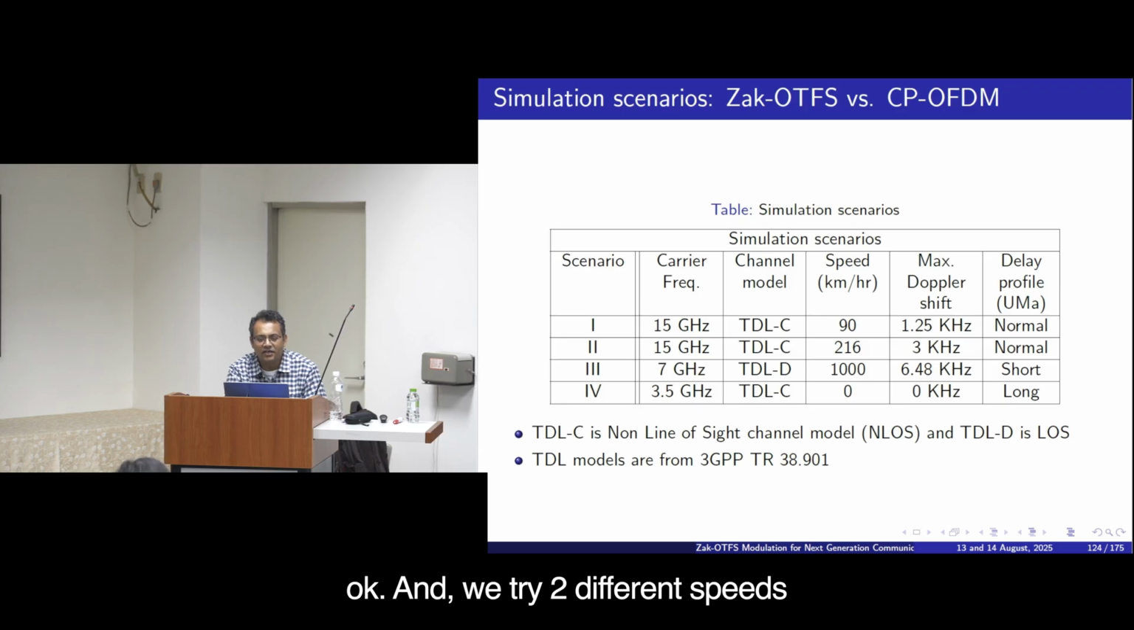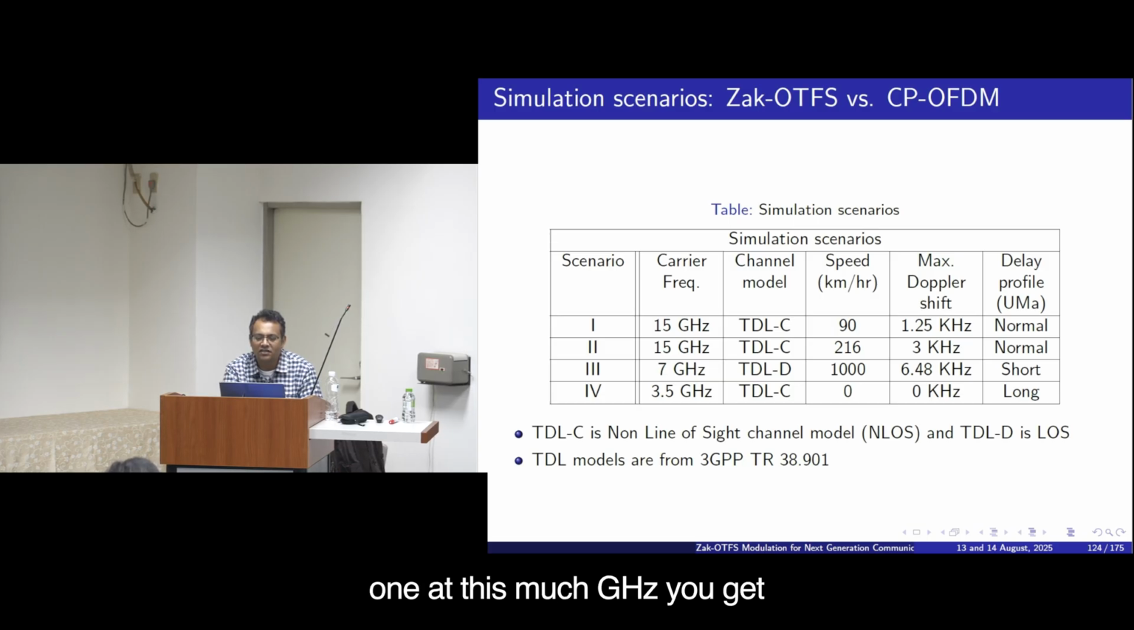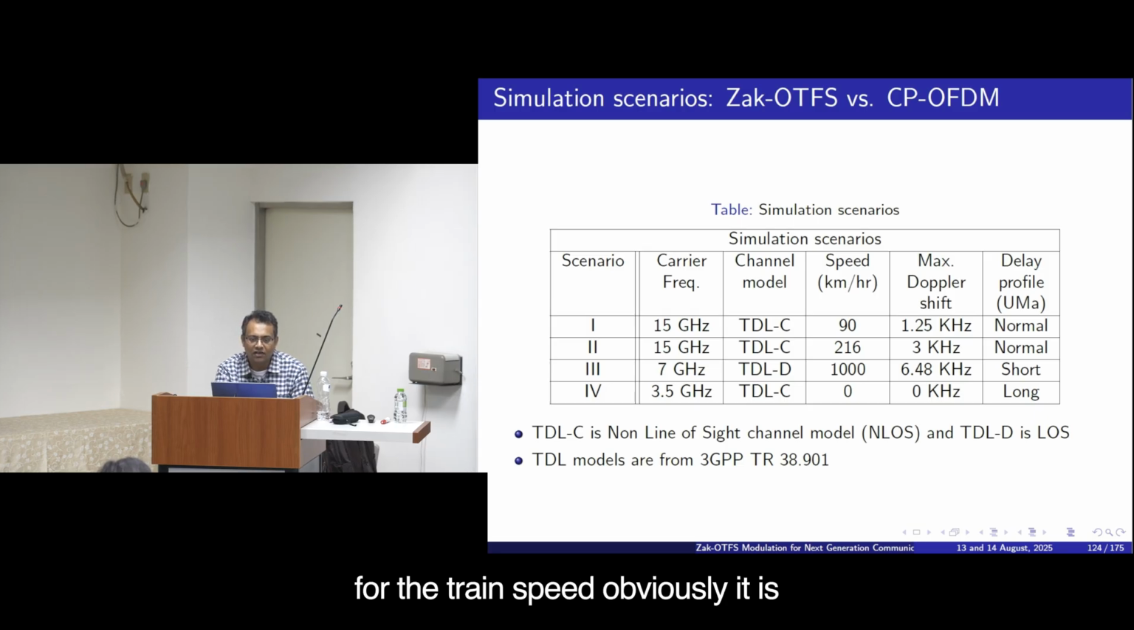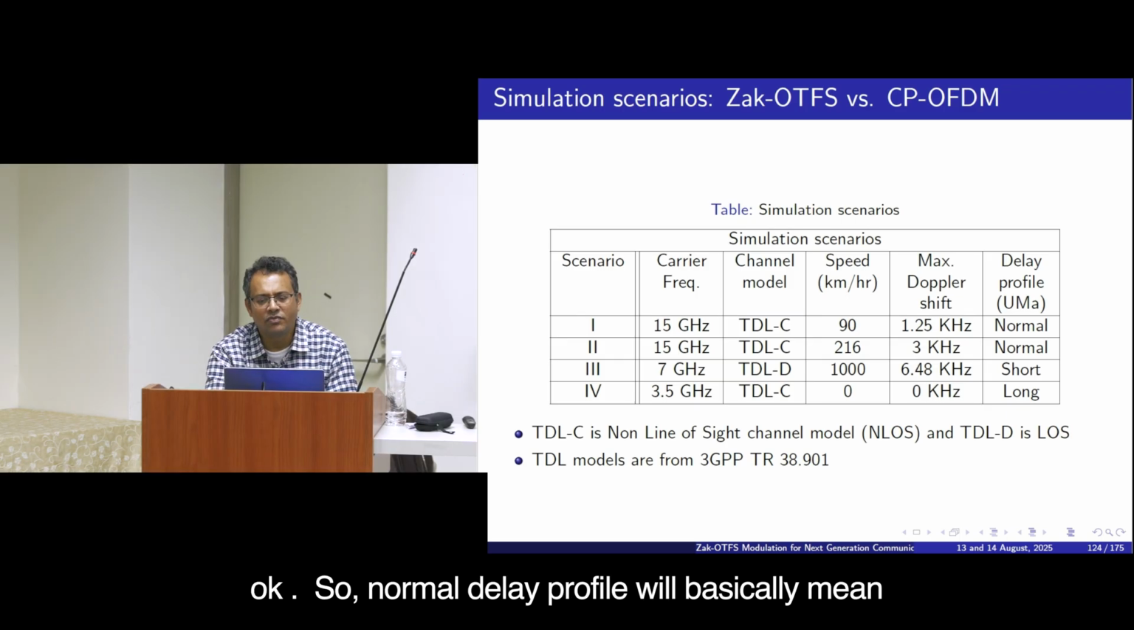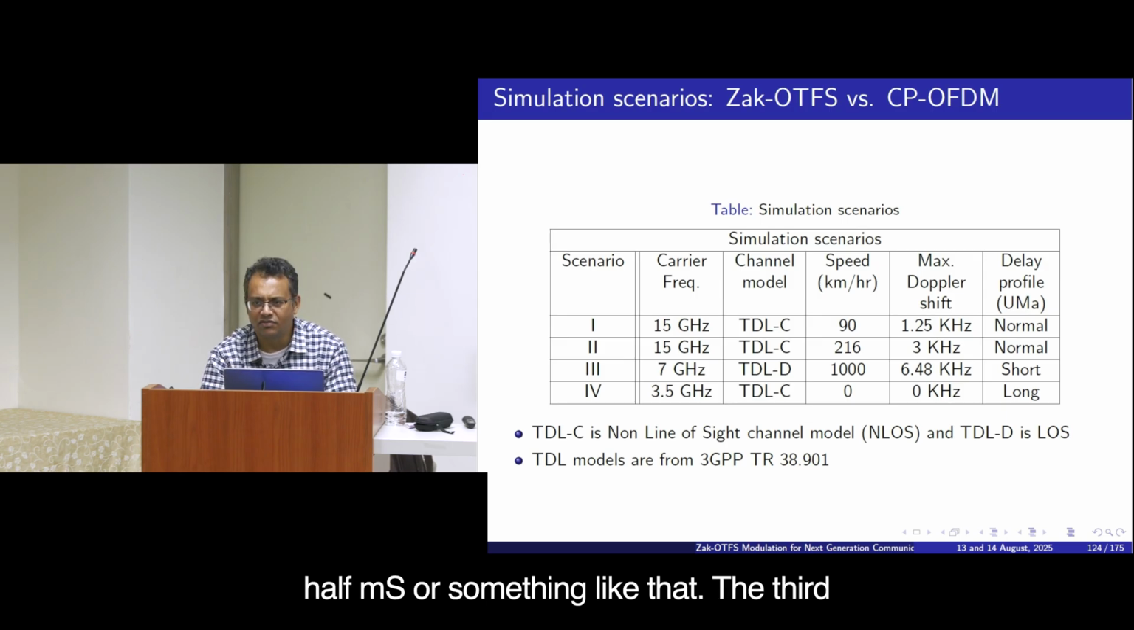And we tried 2 different speeds. One is a vehicular speed of 90 kilometers per hour. The other is more like a train speed, around 200 kilometers per hour. For this one at this many gigahertz, you get a Doppler shift of 1.25 kilohertz. For the train speed, obviously it is much higher, around 3 kilohertz. In both cases, the delay profile is the normal delay profile, urban macro. Normal delay profile basically means a delay spread of around 2.5 microseconds or something like that.